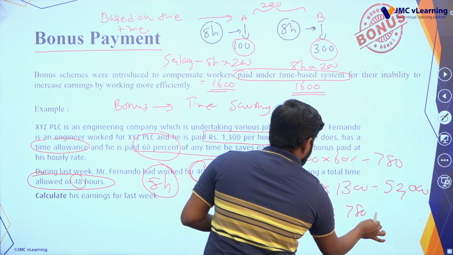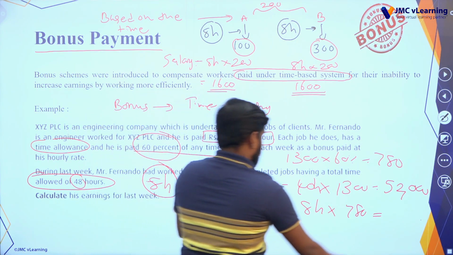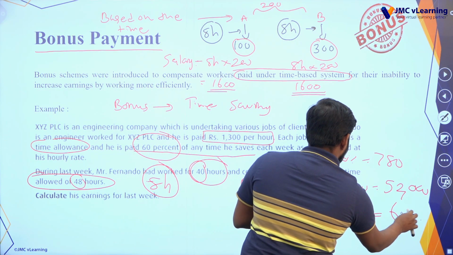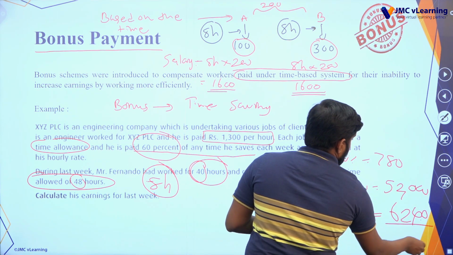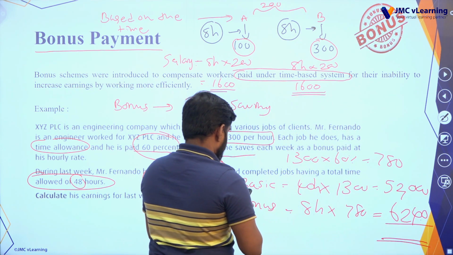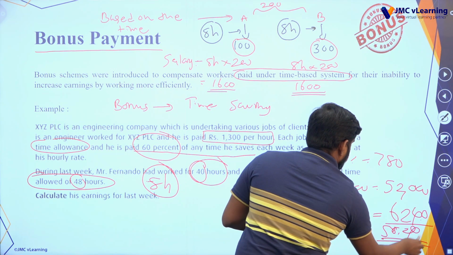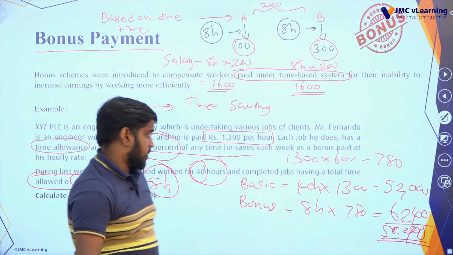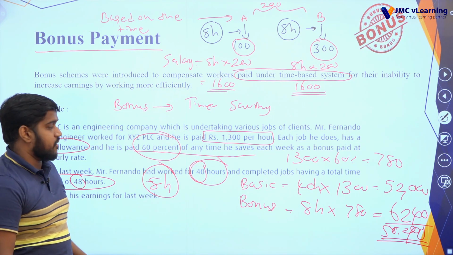Then we need to multiply 8 hours by 780. Then we can get total bonus payment as 6,240. Then we can get his total earning as 58,240. Okay, this is actually a simple example.